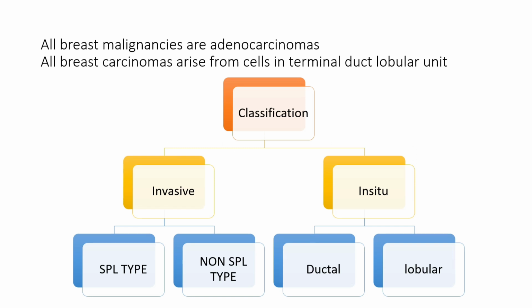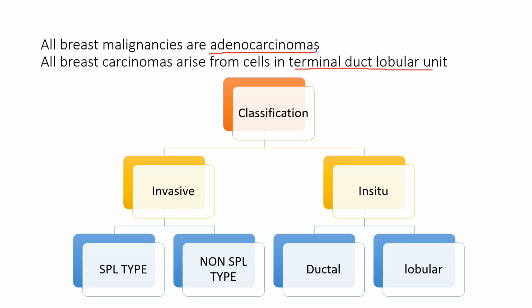All breast malignancies are adenocarcinomas. Now what are adenocarcinomas? Adenocarcinomas are nothing but cancers that arise from the glandular tissue. In case of breast cancer, where do they arise from? They arise from the milk secreting glands. All breast carcinoma arise from the cells in the terminal duct lobular unit.